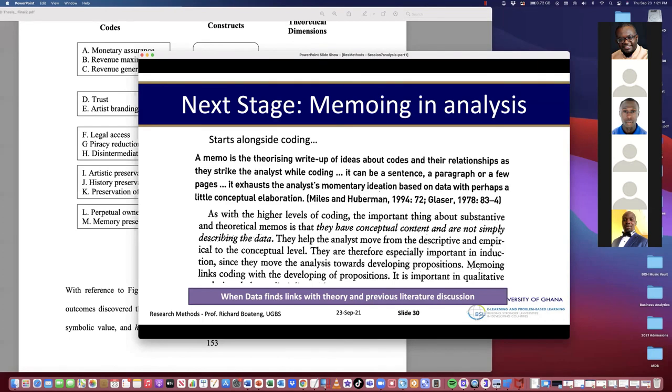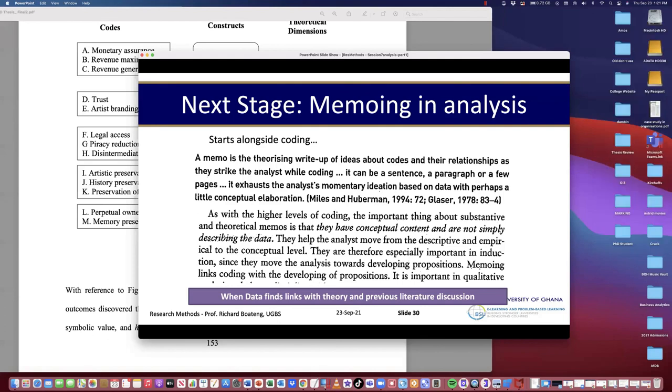So as with the higher levels of coding, the most important thing about substantive and theoretical memos is that they have conceptual content and it's not simply describing data. When they help the analyst move from the descriptive and empirical to the conceptual level, they are therefore especially important in induction, since they move analysis towards the development of propositions. Propositions are the findings that we saw at the end.